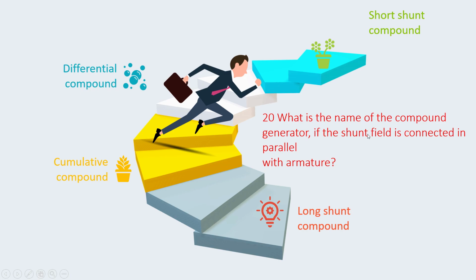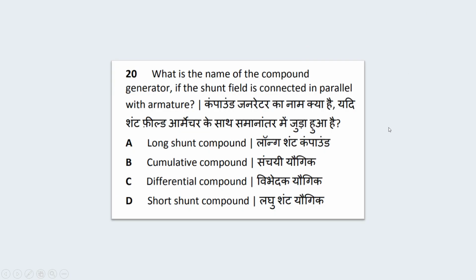What is the name of the compound generator if the shunt field is connected in parallel with the armature? Long shunt compound, cumulative compound, differential compound, short shunt compound. The answer is short shunt compound.